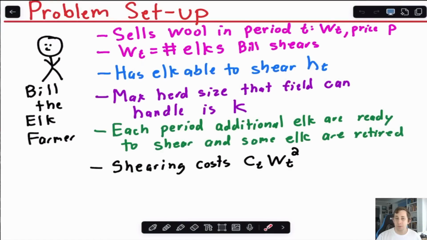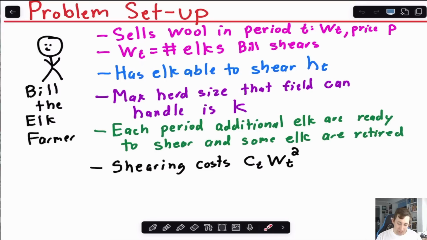So here's the example problem that I came up with. A lot of times you're going to be talking about something like fishery or forestry. This is just something a little different. Now we've got Bill. Bill's an elk farmer. Bill's going to sell some amount of wool in period T for price P. And basically you can think of WT as the number of elk that Bill is going to shear in a particular period. Can you shear elk to make wool? I have no idea. I just came up with it because it's kind of fun.